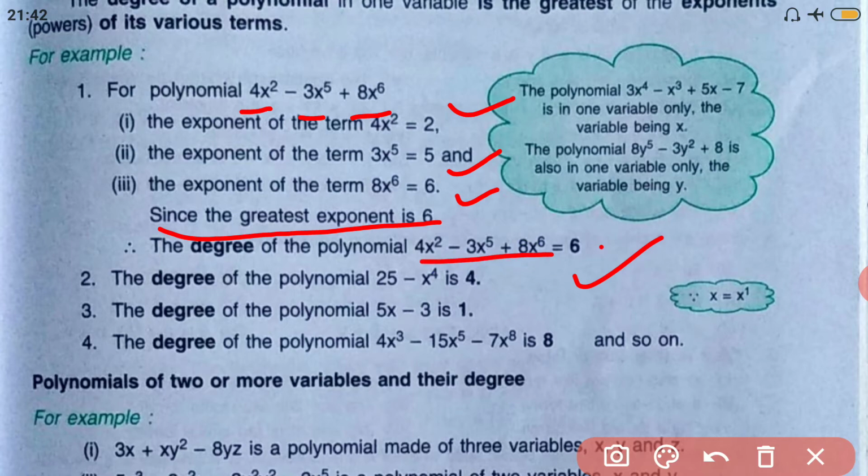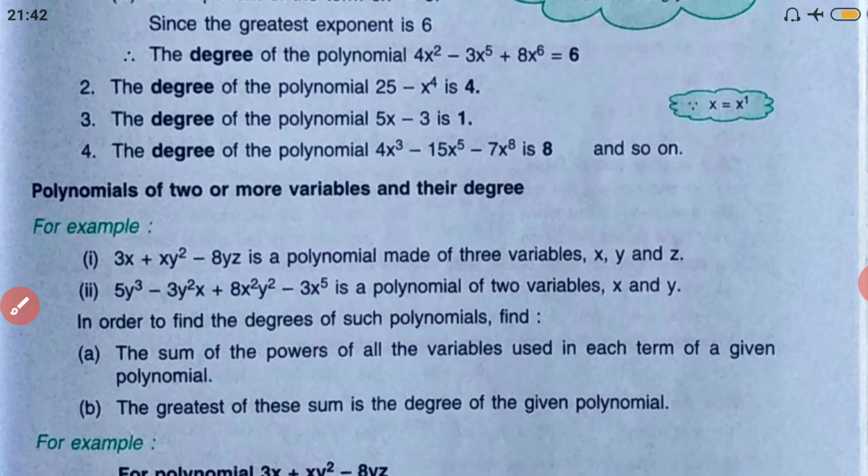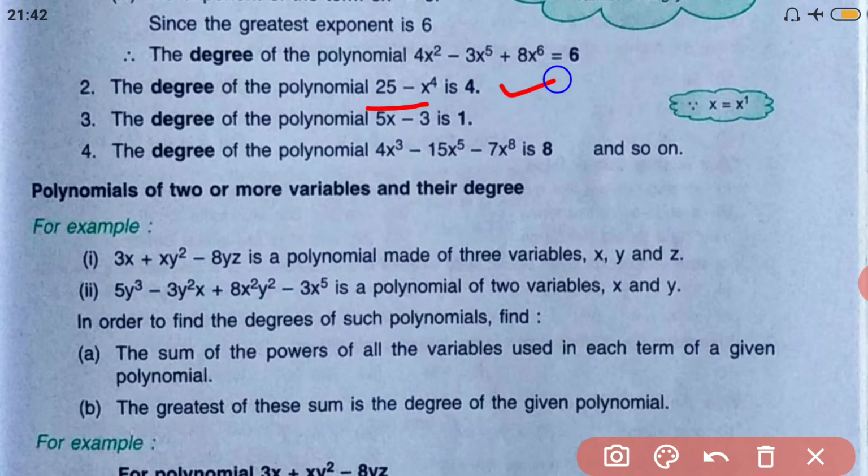Okay. So now let us try to understand other examples also. Number 2. The degree of the polynomial 25 minus x to the power 4. Right. So here 4 is the degree. Why? Because that is the highest power. And remember that the power should be of the literal alphabets, not of the number. Next, number 3, the degree of the polynomial 5x minus 3 is 1 because there is no power. If there is no power, it is supposed to be 1.